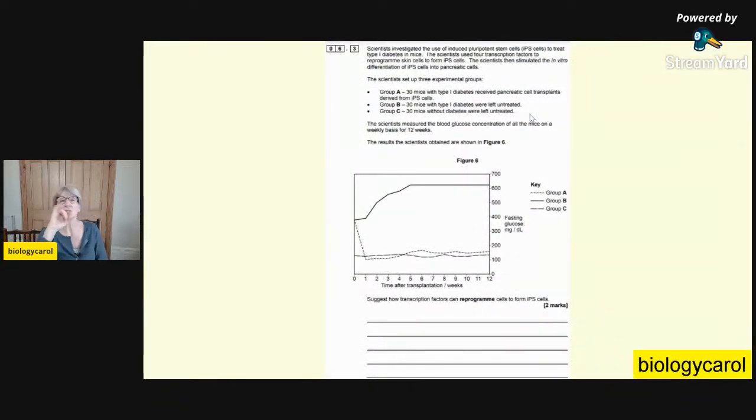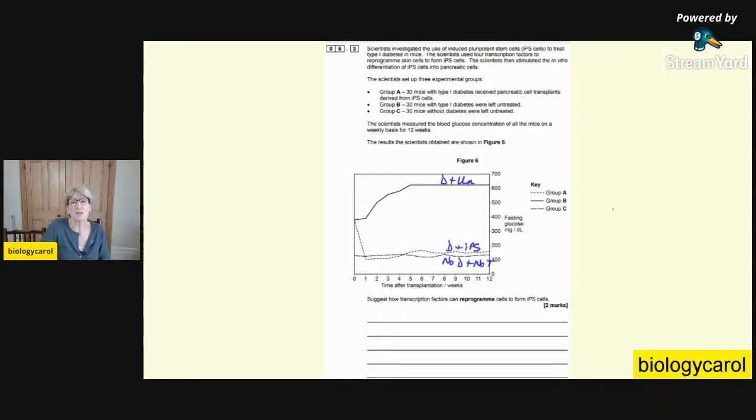Scientists investigated the use of induced pluripotent stem cells to treat type 1 diabetic mice. They used 4 transcription factors to reprogram skin cells into iPS cells. The scientists then stimulated the in vitro differentiation of iPS cells into pancreatic cells. They set up 3 experimental groups.